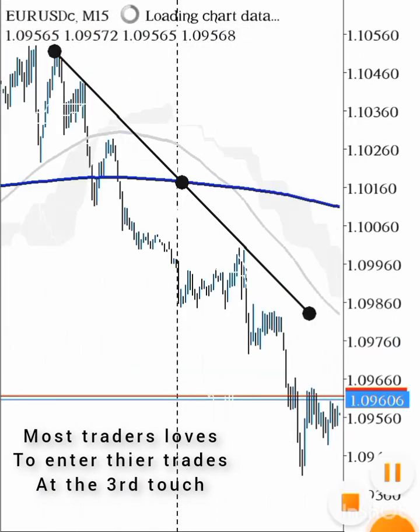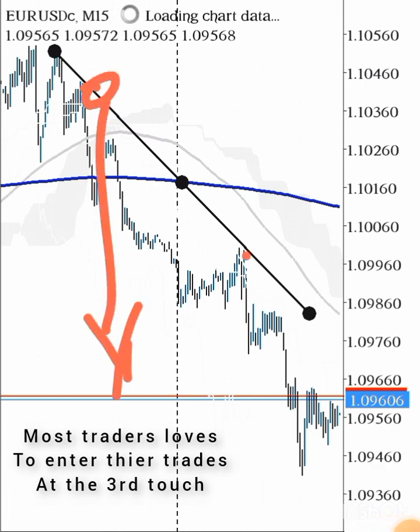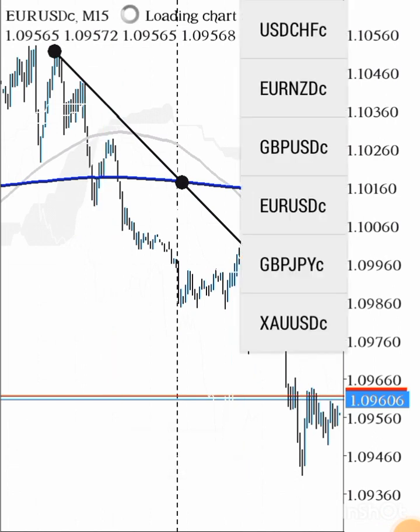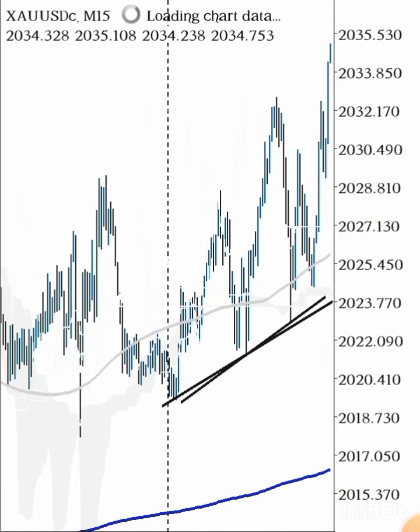So each time price touches the trend line, we trade back in that direction. The same applies to this.